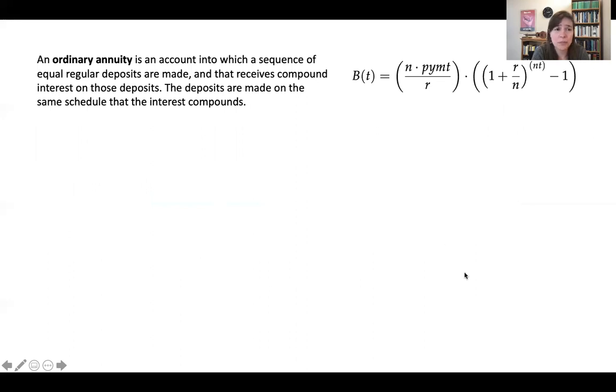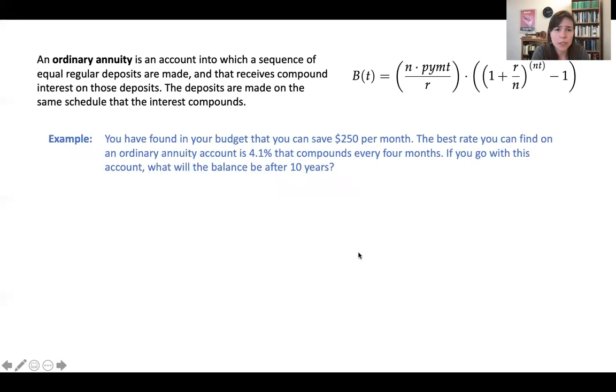So let's do an example. I've brought over the definition of an ordinary annuity and the formula for an ordinary annuity. So let's look at an example. Suppose you found in your budget that you can save $250 per month. And the best rate you can find on an ordinary annuity account is 4.1% that compounds every 4 months. If you go with this account, what will the balance be after 10 years?